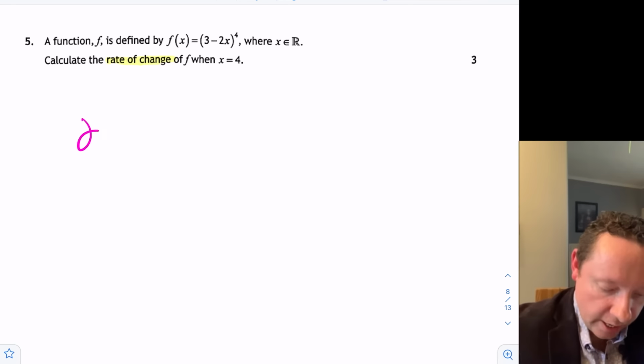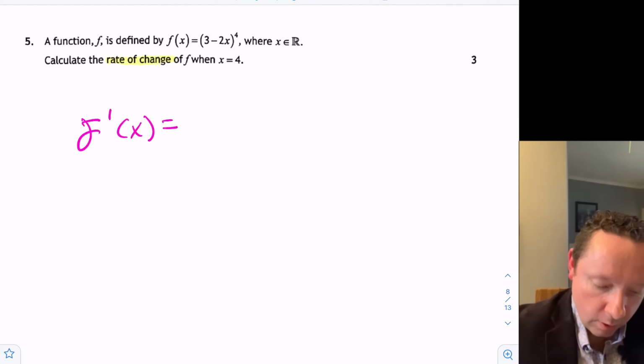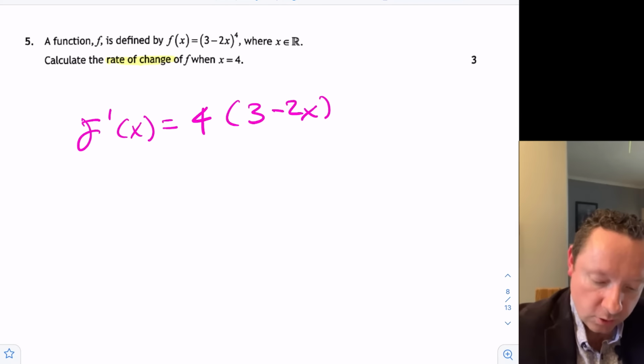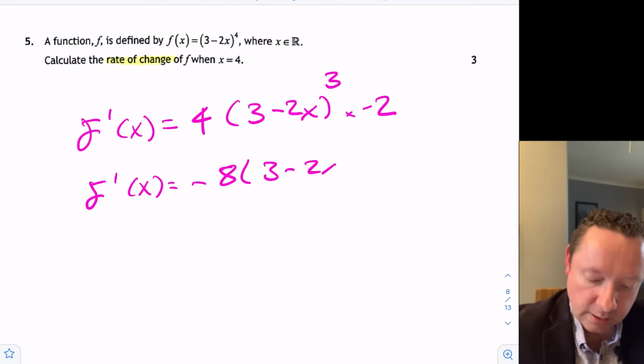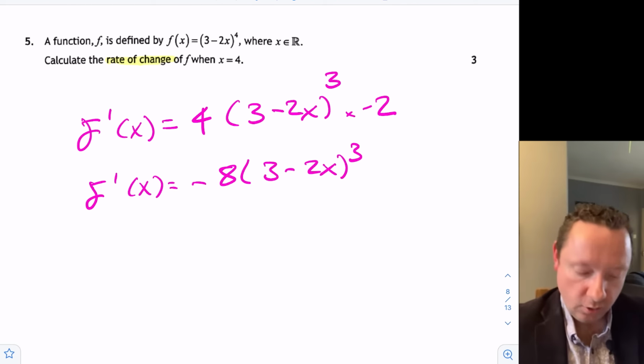So f dash x, well, it's the chain rule, so I take 4 down to the front, times by (3 minus 2x), take away 1 for the power, which is 3, but then I need to differentiate the inside function, which is -2, so I'm timesing the whole thing by -2. So f dash x is -8 (3 minus 2x) cubed, because of the chain rule.